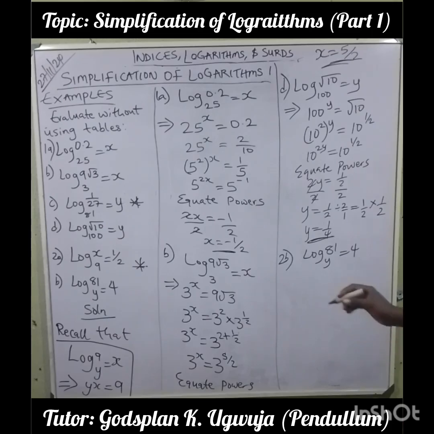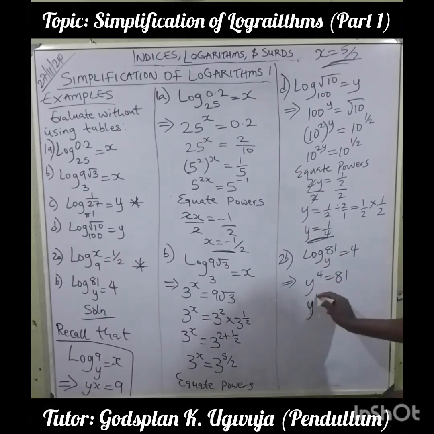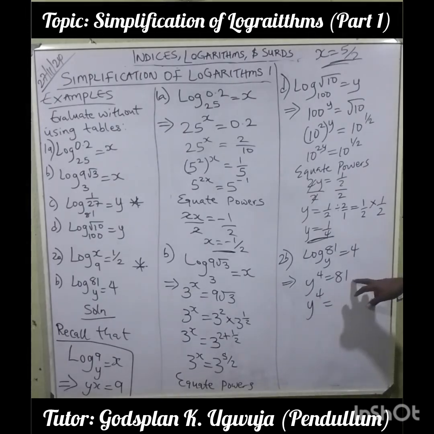Alright, so same thing. If you're converting to indices, y raised to power 4, y will still be the base, raised to power 4 is equal to 81. This raised to this power is equal to this. Now y raised to power 4, you ask yourself, how can you express 81 to the fourth power? So what is the number that is the fourth root of 81? That is the number that will multiply itself 4 times. Since this side is already raised to power 4, what number will multiply itself 4 times to give you 81? And that number is 3.